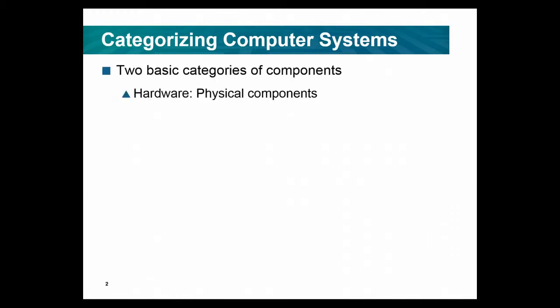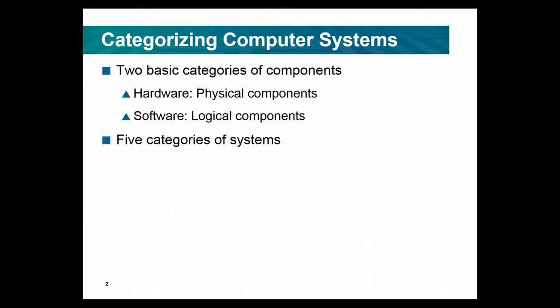We're going to be discussing two basic categories of computer components, those that are hardware and those that are software. Hardware are those components that you can physically touch. Software are those components that you cannot touch. Hardware is like a mouse, a monitor, a keyboard. Software is like your operating system or your text editor.